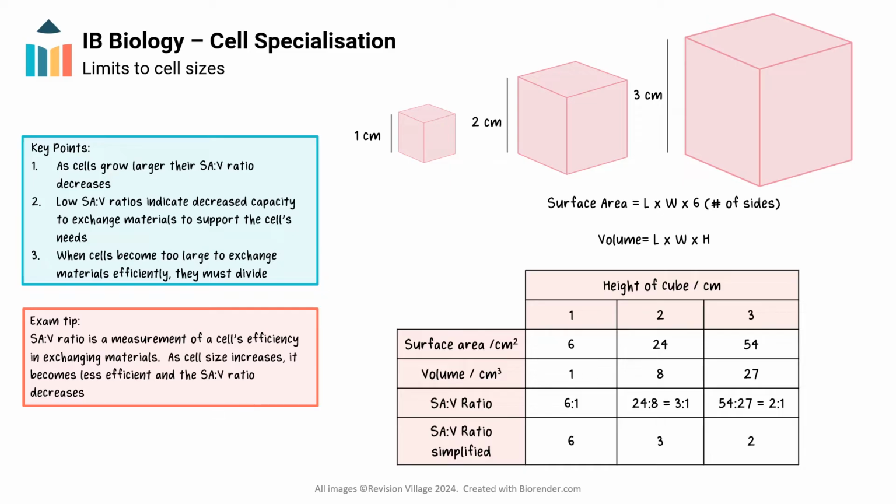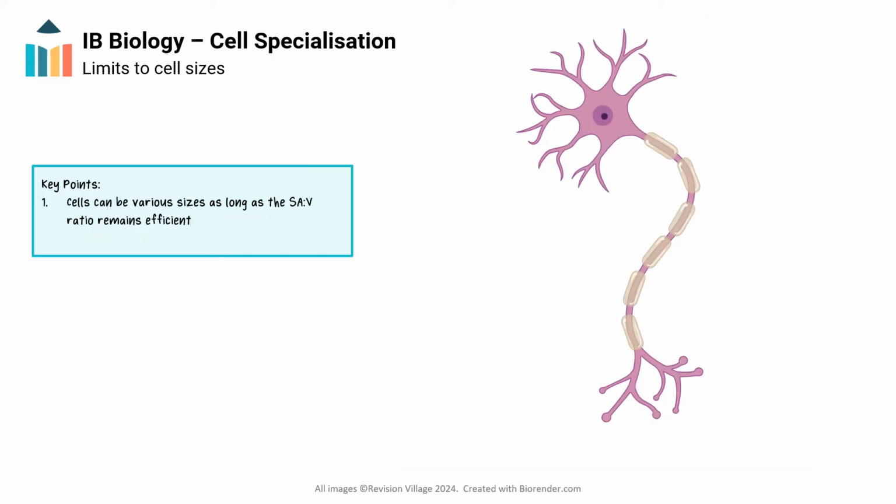If a cell is limited in size, how can a neuron reach lengths of a meter or more? Cells can be of various sizes as long as the surface area to volume ratio is efficient enough for the exchanges it requires. Although the neuron can become quite long, the cytoplasm is stretched in the narrow structure of the axon. This increases the surface area for exchange. So although the neuron might be a meter long, its surface area to volume ratio is relatively high.